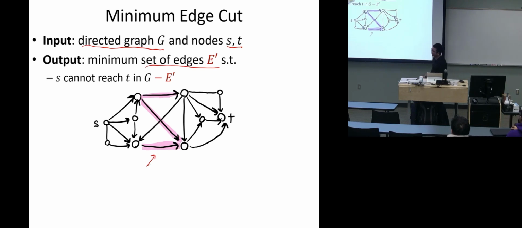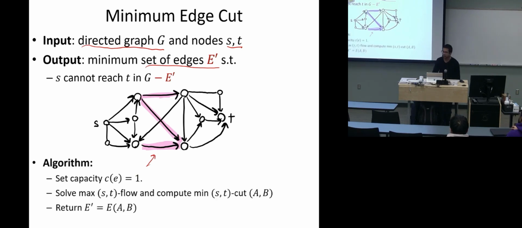So, okay. Any suggestion how we can solve this problem using MaxFlow? Okay. Make all the capacities 1 and then min cut. Yeah, exactly. We can set the capacity of every edge to be 1, right? And then you just compute max flow in this graph. Given max flow, you can compute min cut.